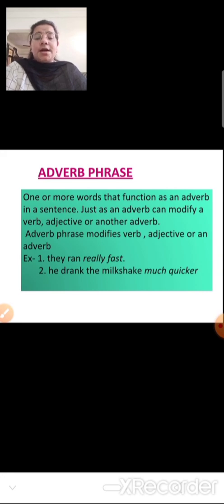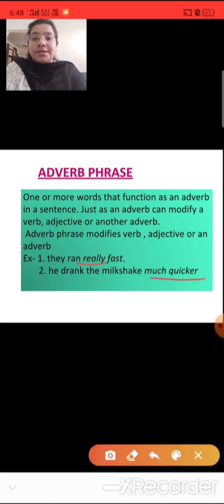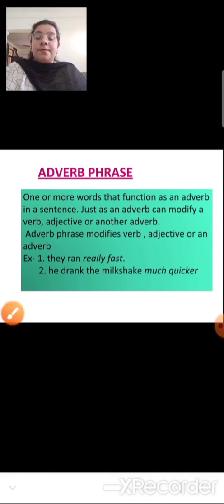In the second example, the person drank the milkshake, but if we add that he drank the milkshake much quicker, it answers the question of how fast he drank the milkshake. He said much quicker. So this is the adverb phrase here. An adverb phrase always works as a describing word for verbs, adjectives or other adverbs. They even describe the adverb also.